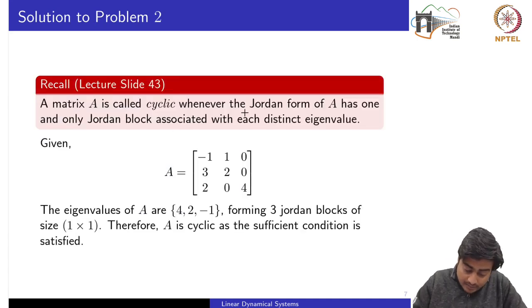The first definition of cyclic remains the same. We just compute the eigenvalues of the given matrix A, which happen to be distinct eigenvalues. So it is already ensured that the matrix A is a cyclic matrix. Okay.